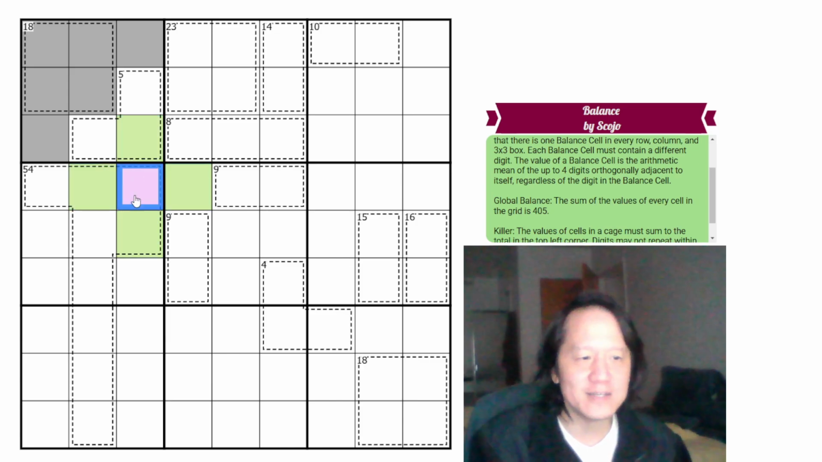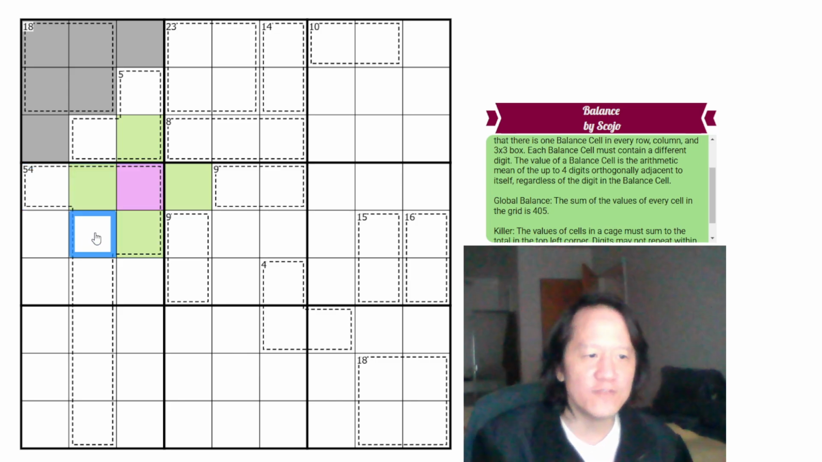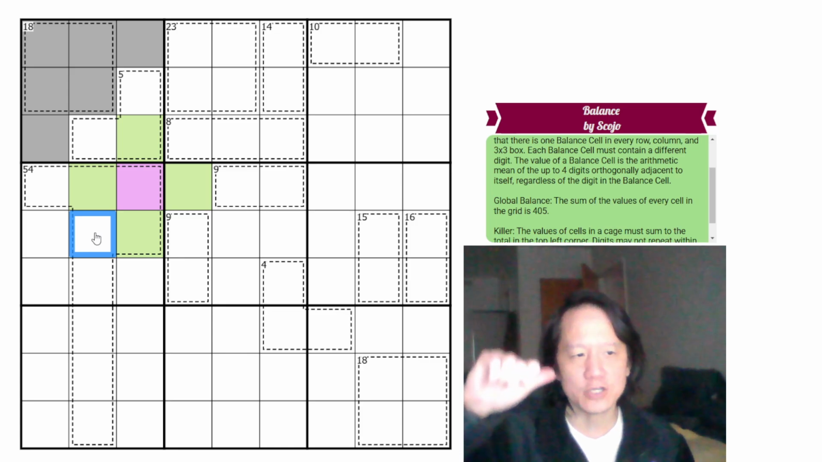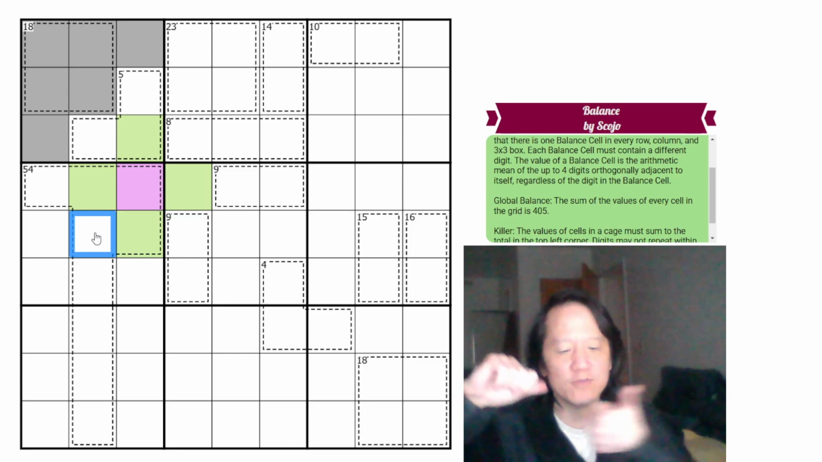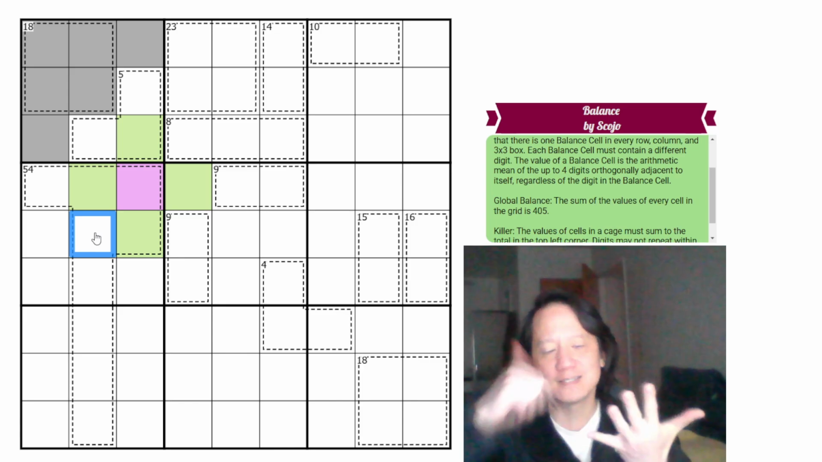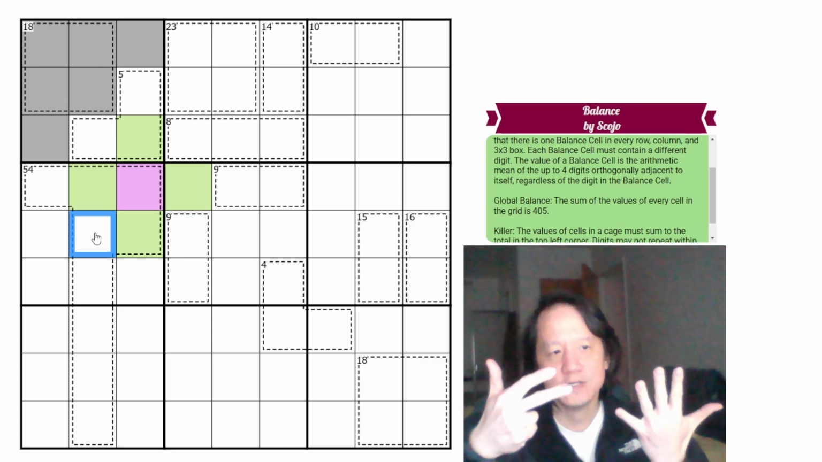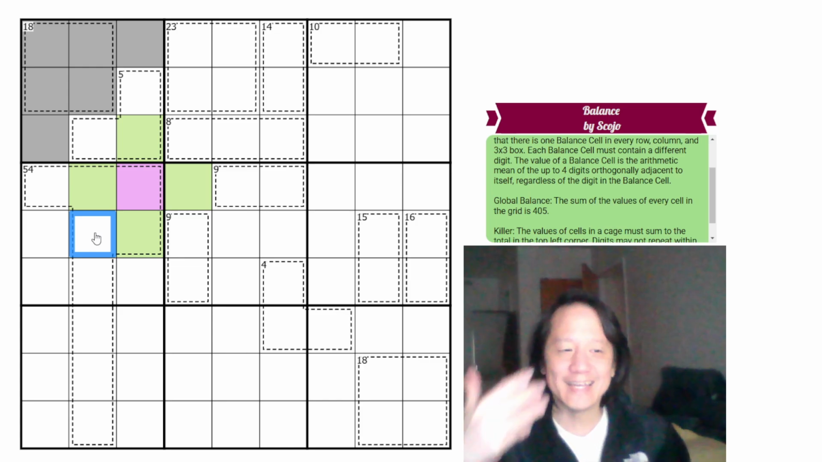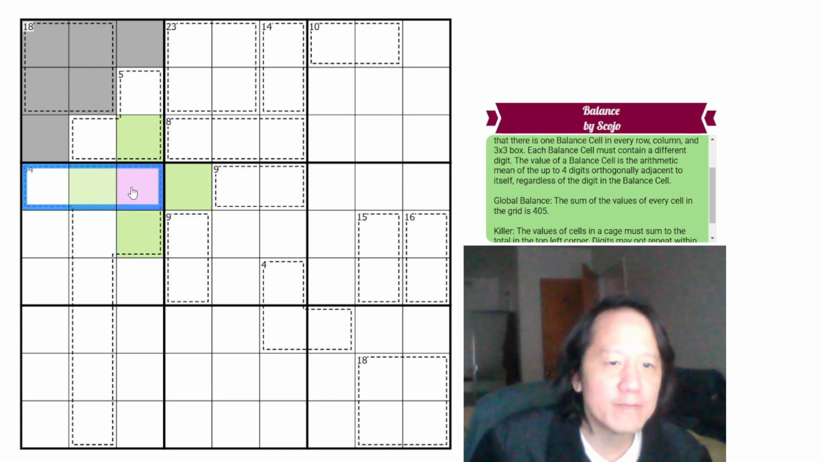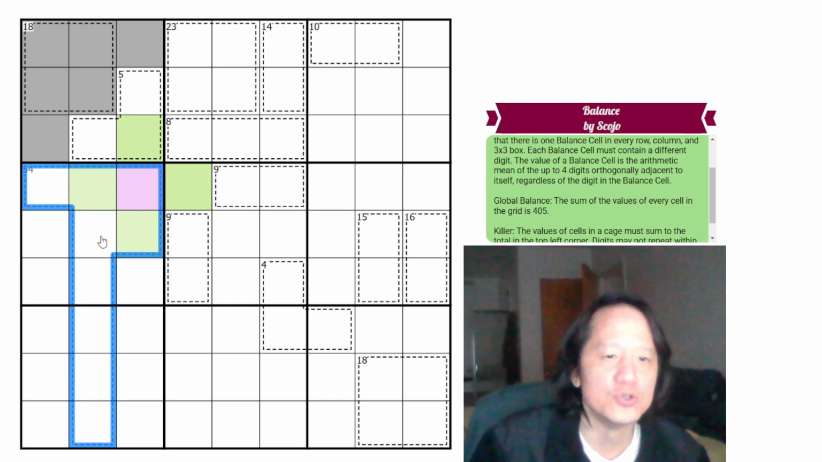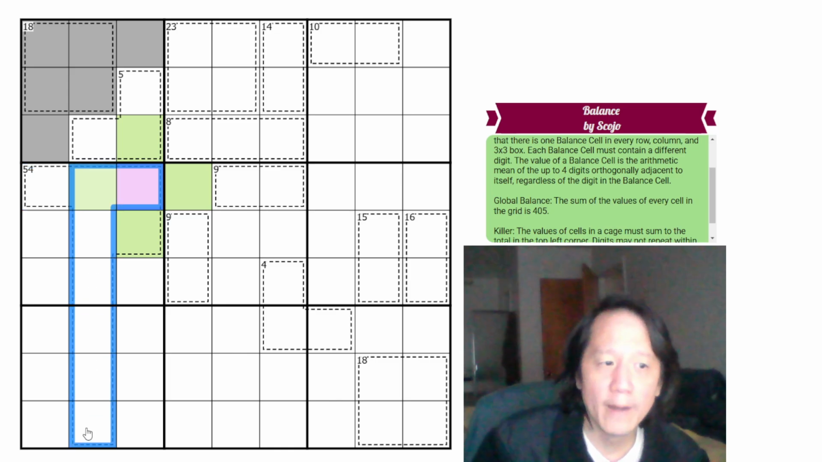And if, let's say you round it down to 8, as a value. Well, if you made the 1 essentially an 8 in value, that would give you the values 2, 3, 4, 5, 6, 7, 8, and 9, plus the 8. So 2 through 9 is 44, plus 8 is 52. And that by itself would not add up to the cage value of 54. Therefore, this cage must have 2 balanced values.